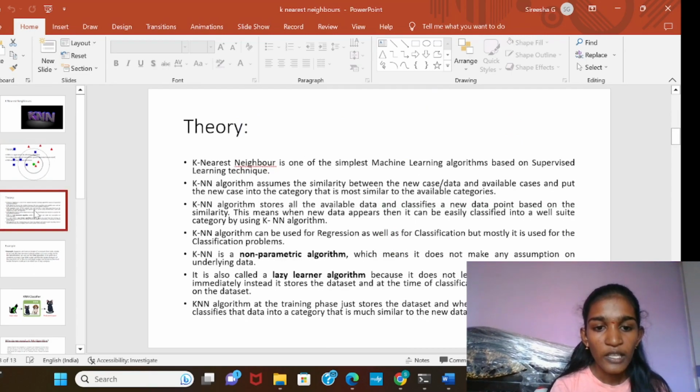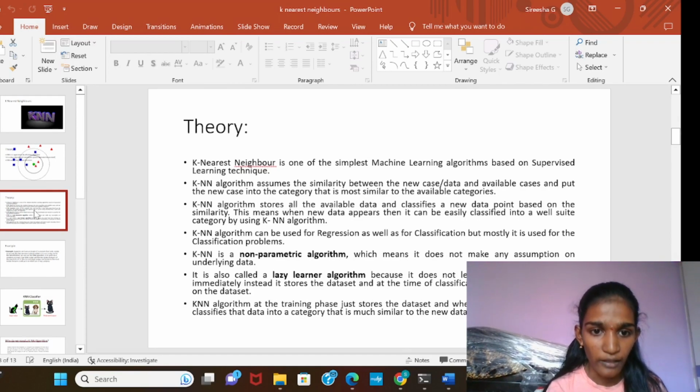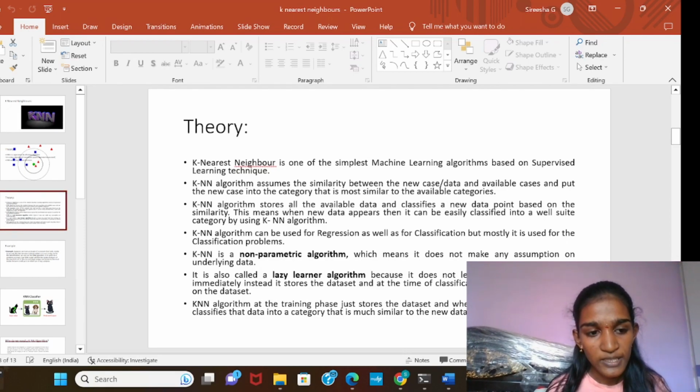Coming to the theory, KNN is a non-parametric algorithm, which means it does not make any assumptions about the underlying data, and it is a lazy learner algorithm because it does not learn from the training set immediately; instead it stores the data set, and at the time of classification it performs an action on the data set. In the training phase, KNN just stores the data set, and when it gets new data, it classifies the data into the category to which the new data is most similar.